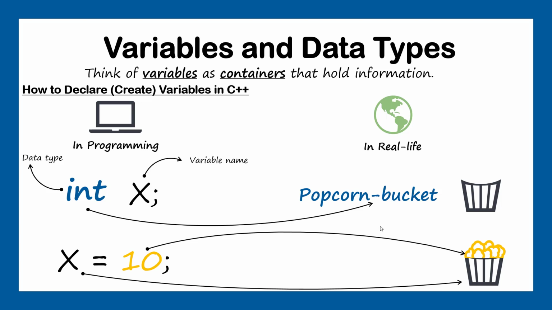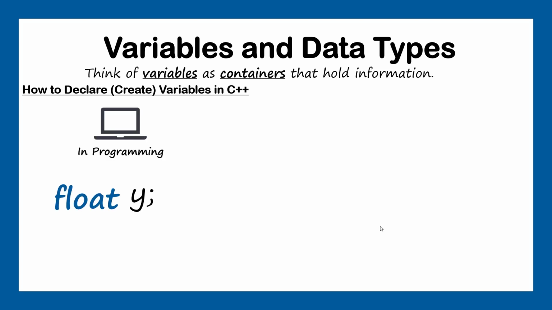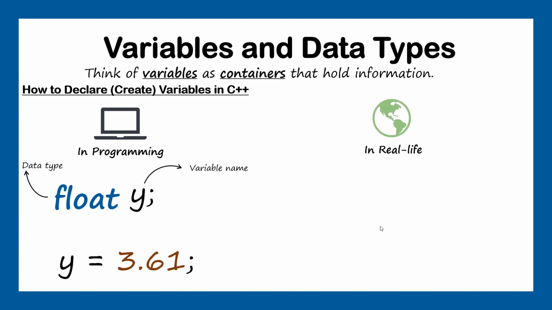Now, if we have another data, and let's say that the data is decimal, we should create another variable to hold that data. To hold that data, you create a variable of type float. So float is the type and y is the name of the variable. And now you can assign a decimal number to that variable. And this is similar to what's happening in real life, right? Let's say that we have a coffee cup. That one is designed to hold coffee. So we can put coffee in that coffee cup. We're not going to put popcorn in that one.